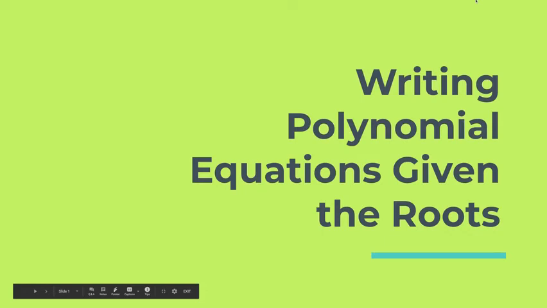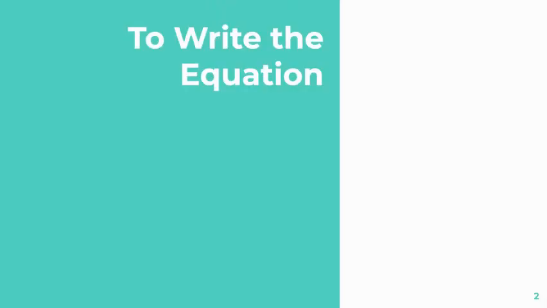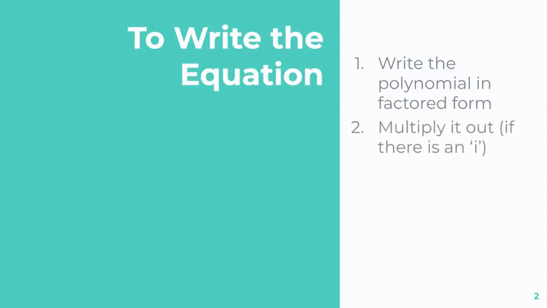This video is going to show you how to write a polynomial equation when you are given the roots. So the first thing that you want to do is write the polynomial in factored form. If you know where the roots are, then you create the factors because they come from the zero product property. If you are given an imaginary root, then you're going to need to multiply your factors through so that you can eliminate the i in your polynomial equation. This will come a little bit later on in the chapter.